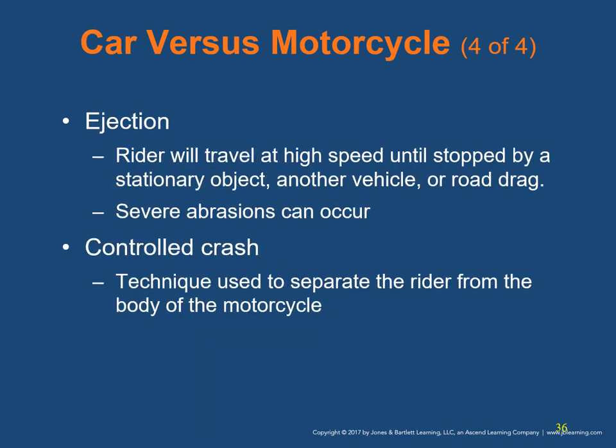Ejection. The rider will travel at a high speed until stopped by a stationary object, another vehicle, or road drag. Severe abrasion injuries, or road rash, down to the bone can occur with drag. Controlled crash. A technique used to separate the rider from the body of the motorcycle and the object to be hit is referred to as laying the bike down.